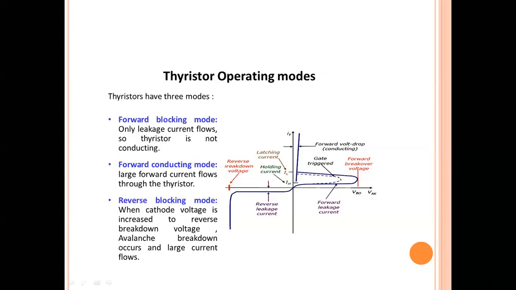Okay. But we also need to consider the device in the forward conducting mode. For making the device be in the forward conducting mode, we need to make this junction J2, which was earlier reverse biased, forward biased. For making junction J2 forward biased, we are simply going to inject a charge through this gate terminal.